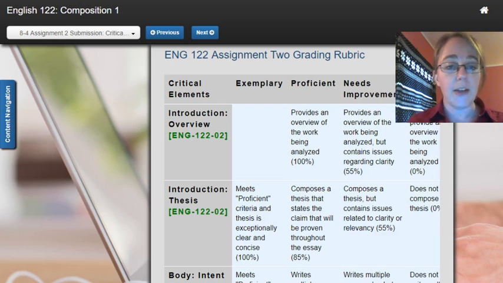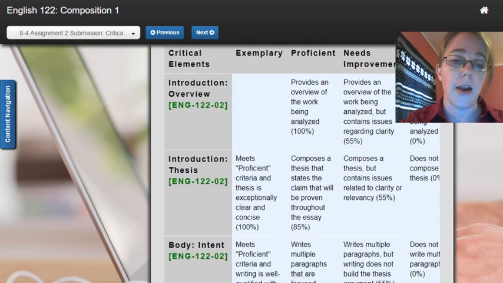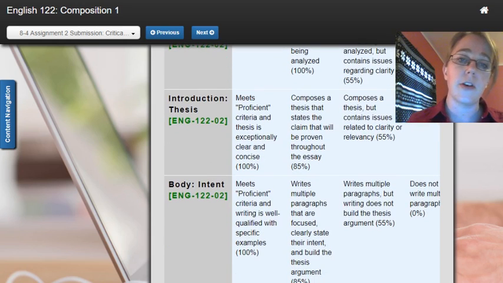We want to make sure that we have an introductory paragraph. We want it to do two things. The first thing our introduction needs to do is have an overview. So we want to provide an overview of the work being analyzed. Tell us the title and tell us the author. Keep it brief, a summary of the article that we are analyzing. Second part of our introduction is we want to make sure that we have a nice solid thesis. Again, I encourage you, as we've discussed, to use that formula that we presented both in the announcements and in MindEdge to make sure that we transition our claim to a nice, strong, solid thesis.